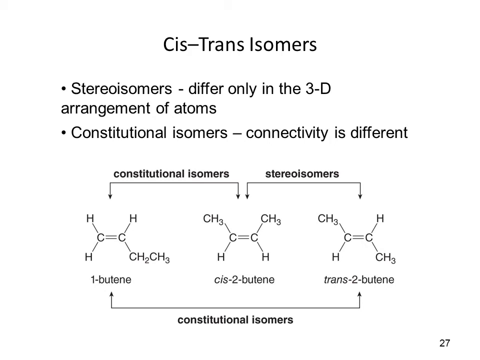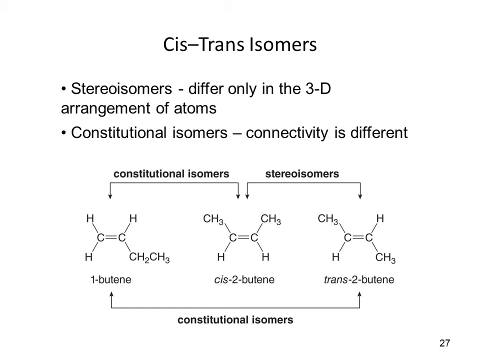If you look at the examples down here, you can see that cis-2-butene and trans-2-butene are cis-trans isomers or stereoisomers, and you can see that 1-butene and cis-2-butene are constitutional isomers. You see the rest of the name actually changes. Comparing names is a really good way to identify constitutional isomers.